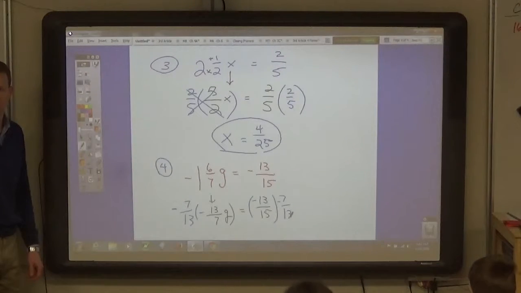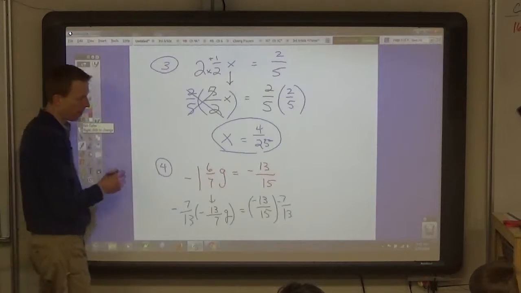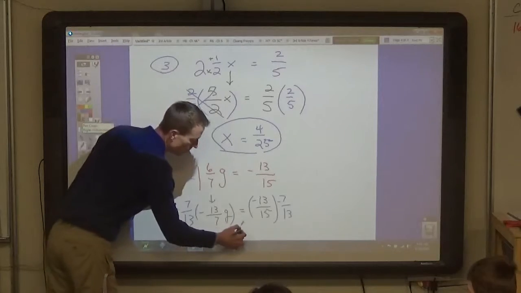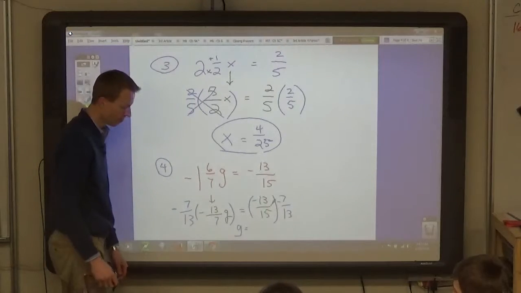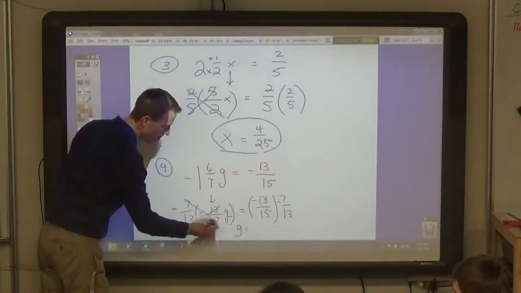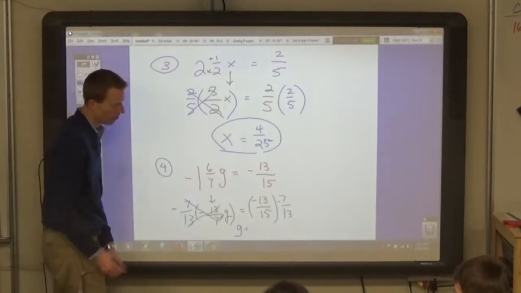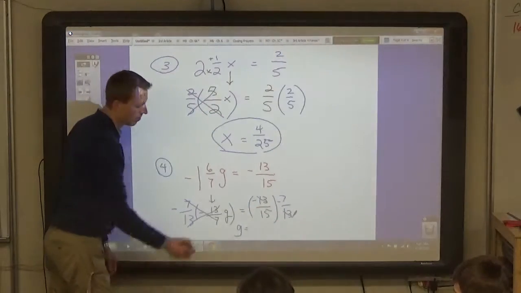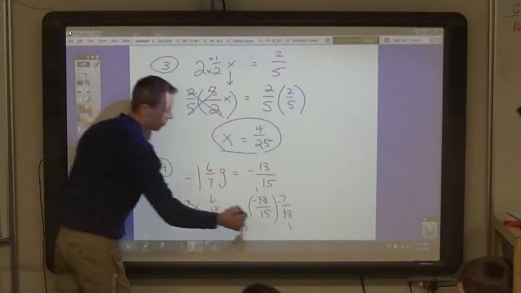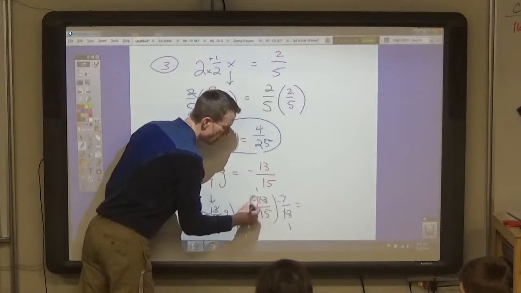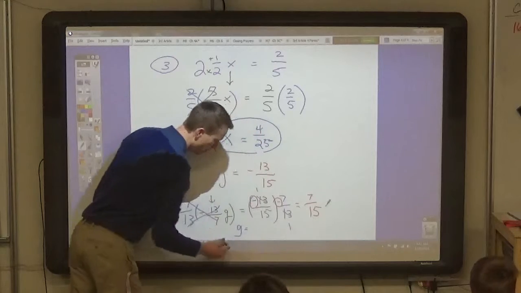How do we multiply those? Merlin? Oh yeah, cross these off. Yep. And then you can cross the 13 off. Yep. Put ones. And then 7. This is positive because it's two negatives. Positive 7/15.